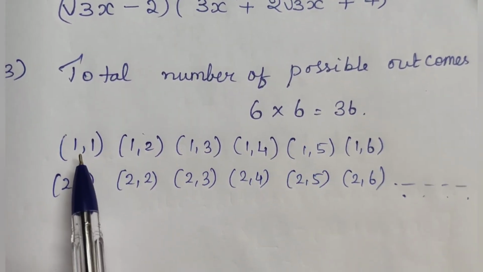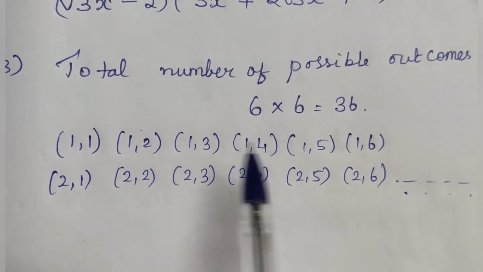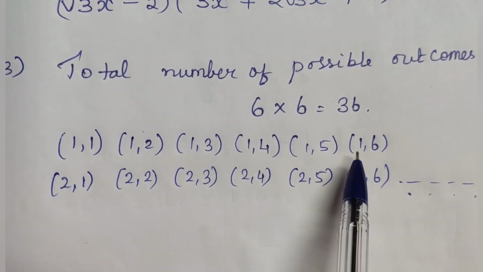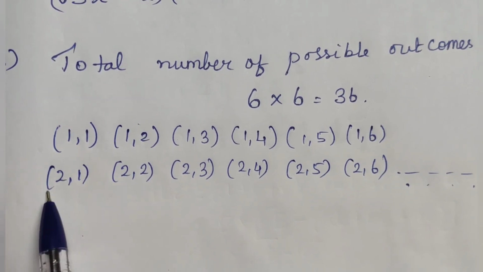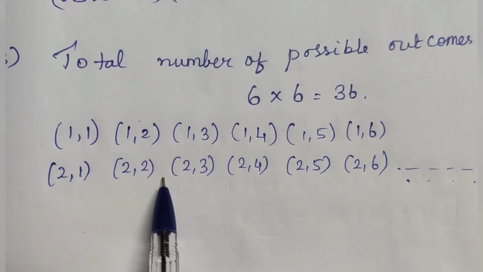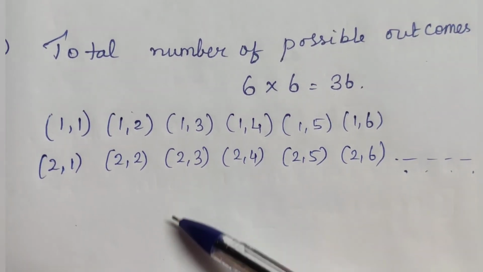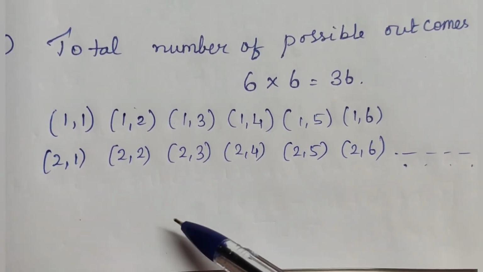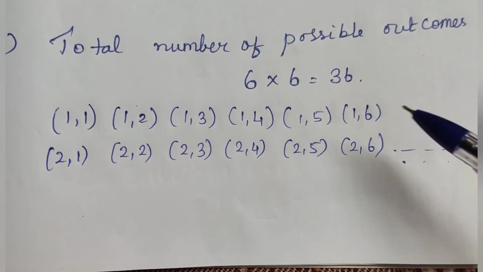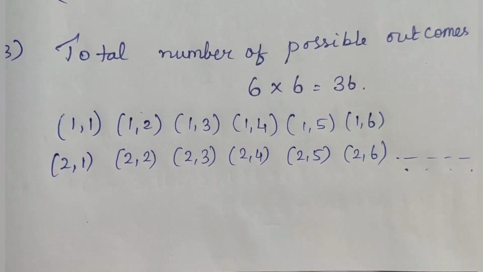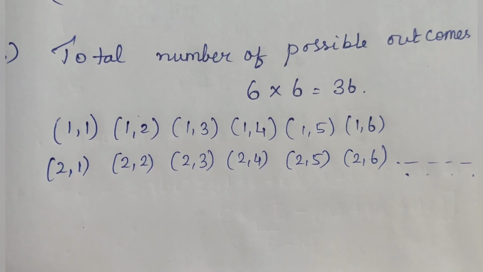How do you get this? Let the outcomes be like this: 1,1; 1,2; 1,3; 1,4; 1,5; 1,6. And now we shall start with 2: 2,1; 2,2; 2,3; 2,4; 2,5; 2,6. Likewise, you will get 3,1; 3,2, and you will get the 4s. So each series has 6. Like that, 6 into 6, totally 36 outcomes will be there.